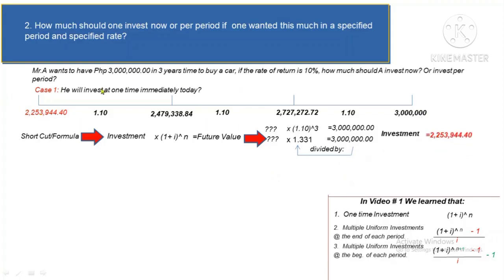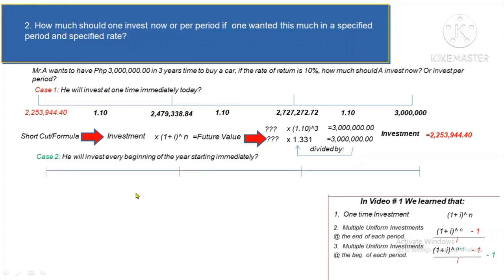To master the topic, let's have case number 2 and assume he will invest every beginning of the year starting immediately. So let's go to the timeline analysis. Of course, you're going to invest 3 times. One here, another one here, and another one right here. And after 3 years, we still want to have 3 million pesos because we want to buy a car.